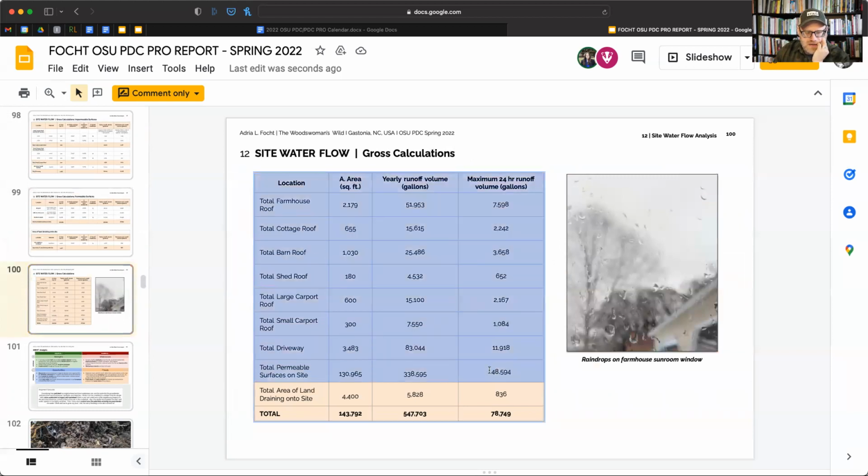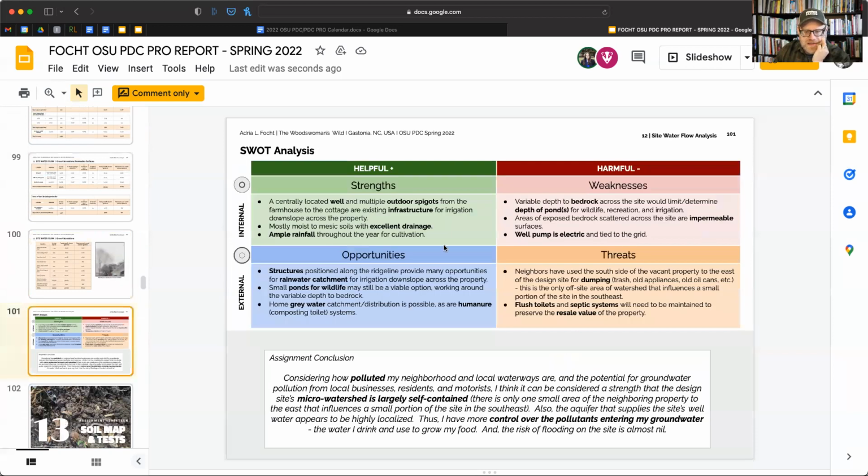So taking a look at the total permeable and the impermeable, she has all of the information there, and then has done, again, a SWOT analysis with bolded highlighting to pull out a lot of the information. This is that piece I was talking about before.